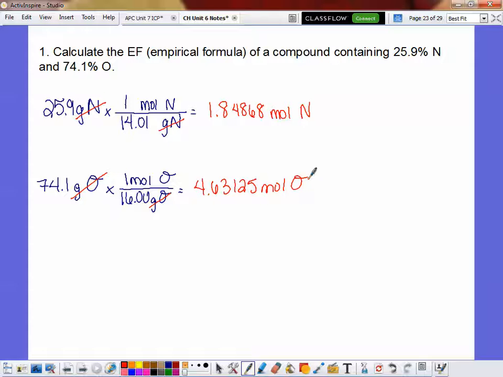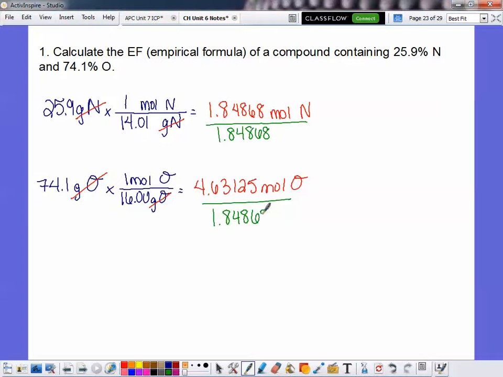All right. So in our little steps, we've done percent to mass. That was just a quick, instead of writing a percent sign, we're going to write G. We've done mass to mole. Now we're going to divide by small. So which of those numbers of moles is smaller? Nitrogen's moles. So we're going to divide each by the moles of nitrogen. What is 1.84868 divided by 1.84868? 1.